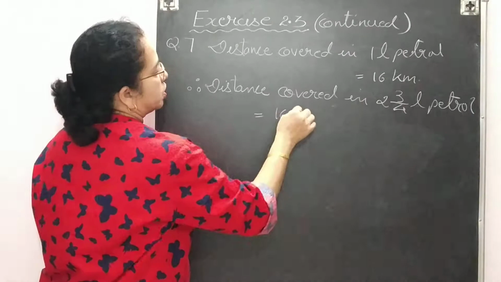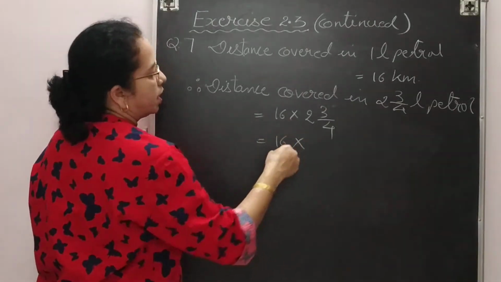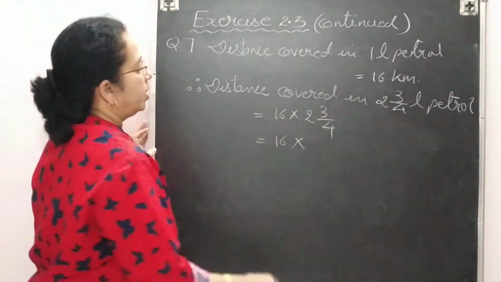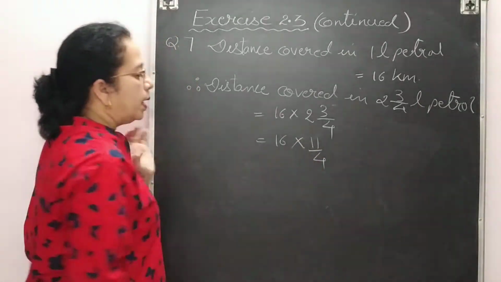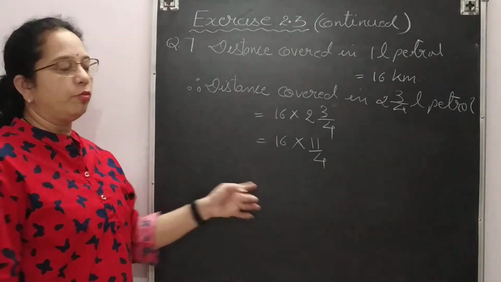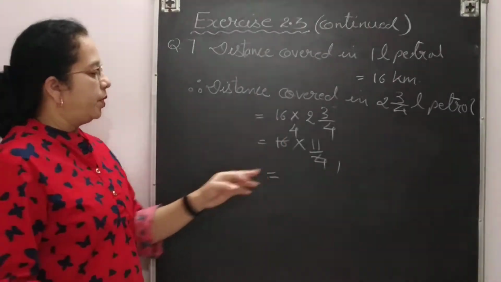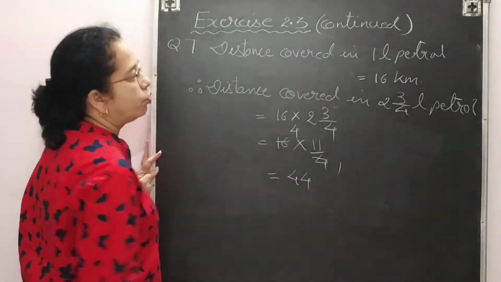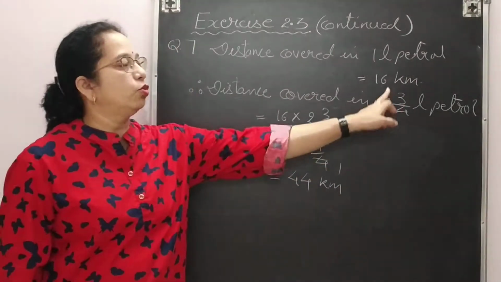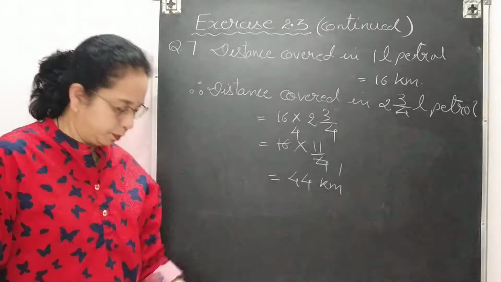So therefore 16 into 2 and 3 upon 4. Whenever mixed fraction is there, we convert into improper fraction. So 4 2s are 8. 8 plus 3, 11 upon 4. Again, this is your multiplication of fraction. So we need to cut one from numerator, one from denominator. So 4 ones are 4, 4 fours are 16. Now multiply numerator with numerator. So 44 km. How much distance will be covered in 2 and 3 upon 4 liter of petrol? We can cover 44 km.